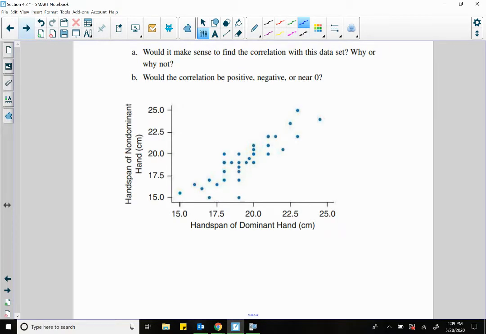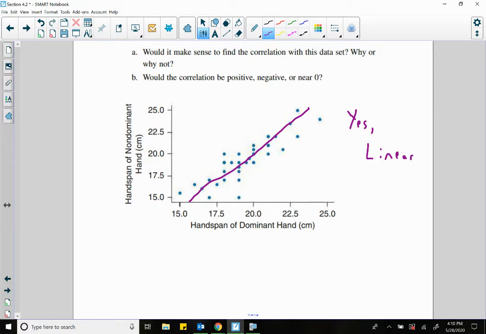All right. So right here, first off it asks, would it make sense to find the correlation for this data? And then they want to know, would the correlation be positive, negative, or near zero? Give it a shot. Okay. So when you look at this, I would definitely say, yes, let's find the correlation, because this is very linear in nature. Again, anything that's linear, let's find the correlation for.